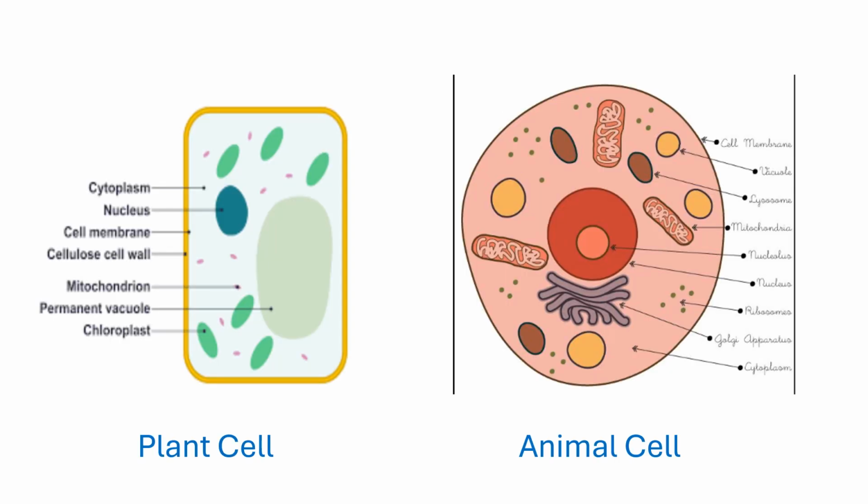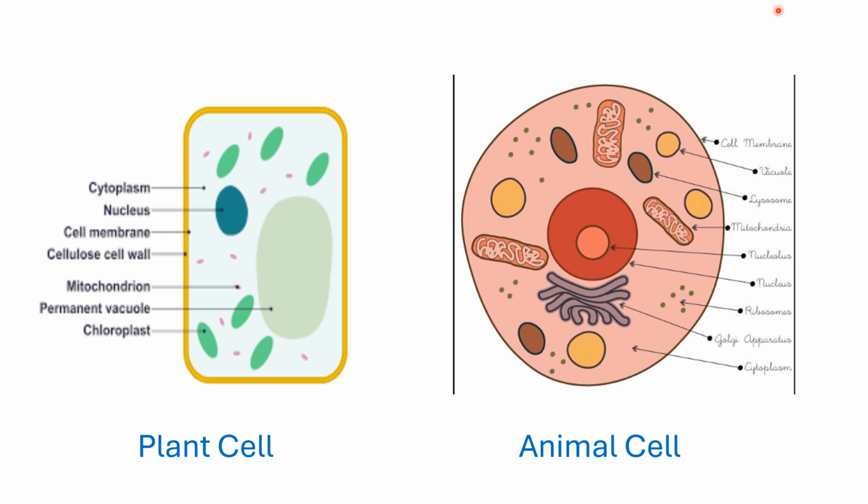Here we have a labeled drawing of a plant and animal cell, which you need to know. Starting off, we have cytoplasm inside the plant cell, which is a jelly-like structure. You can see the nucleus, the cell membrane, the cell wall, the mitochondrion, the permanent vacuole, and chloroplast. Whereas in the animal cell, you can see the cell membrane but not the cell wall. You have vacuoles, but they are small and temporary sometimes.